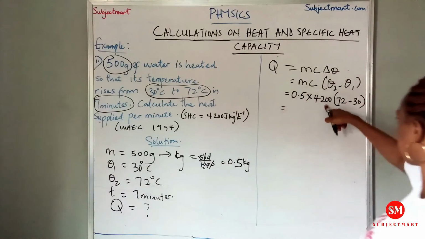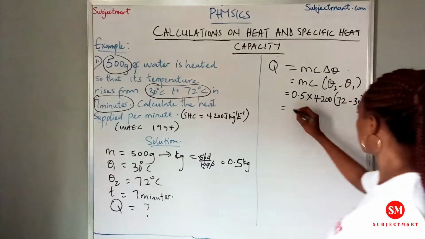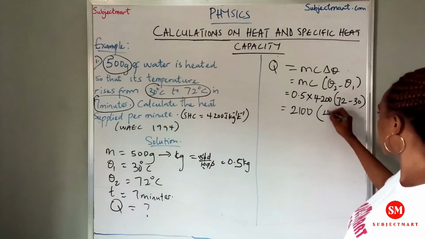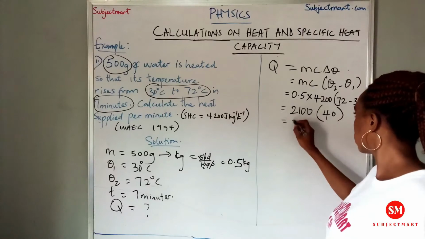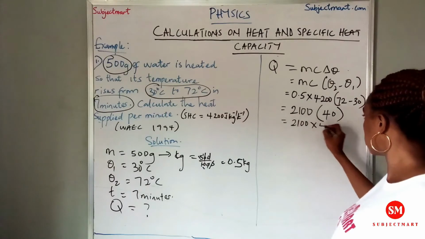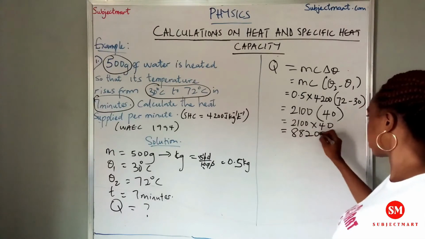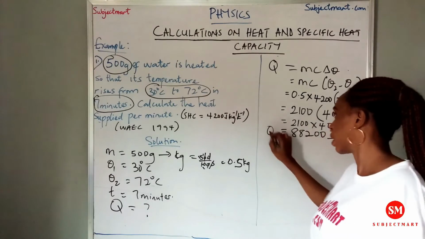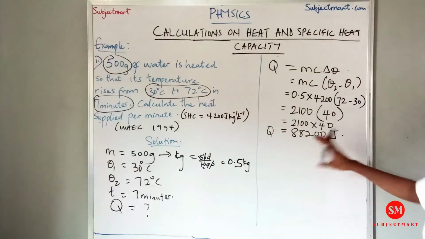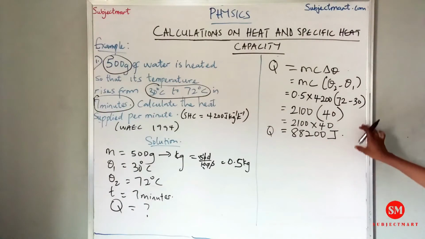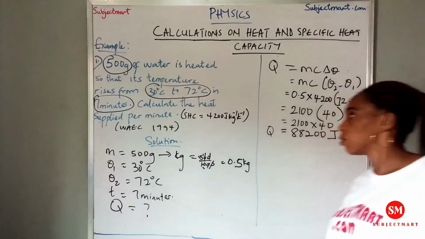So 0.5 times 4,200 will give me 2,100. 72 minus 30, that's 40. 2,100 times 40 is equal to 88,200 joules. Don't forget, I told you that the quantity of heat is measured in joules. So this is the heat supplied for 7 minutes.